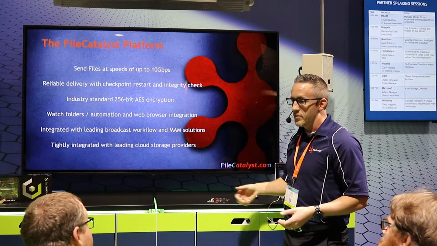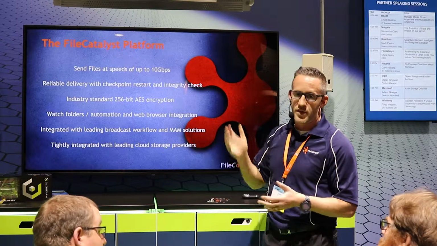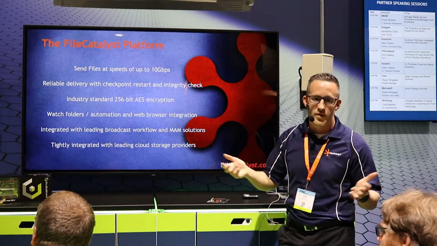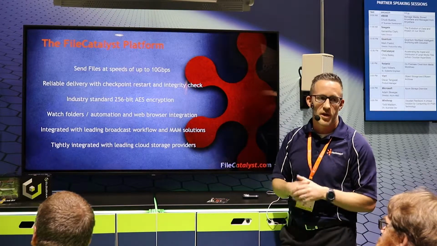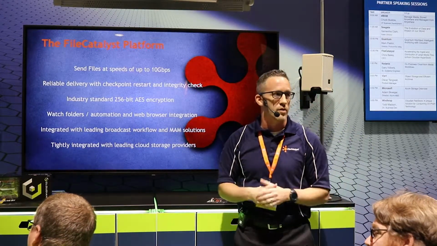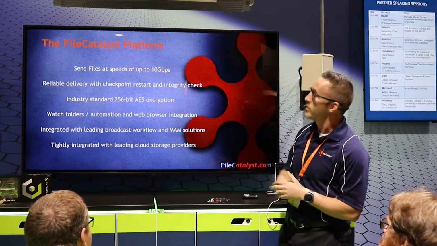So we can send files up to 10 gigabits per second. We have all the things that you would expect, like if the transfer is interrupted, we can restart it, guarantee the integrity of the file. We have encryption on the file, so it's not going to be compromised in transit. And we're integrated with all the major MAMs and workflow providers and storage providers throughout the show. Primarily, we're dealing with Cloudian here.